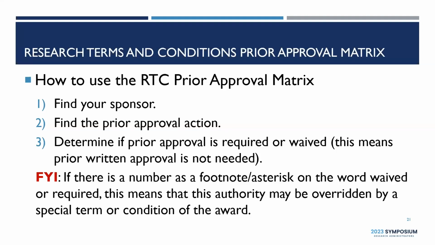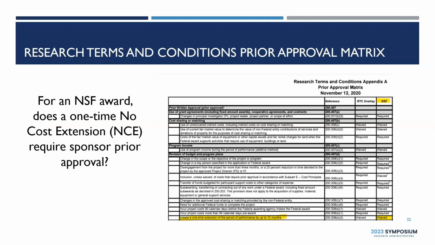Okay, so to use the prior approval matrix, which is located on the NSF website, you're going to find your sponsor, find the action that you want to do, and then look over and see: is approval required or is approval waived? There might be a footnote or a little asterisk next to required or waived that tells you it can be overridden by a special term or condition of the award.